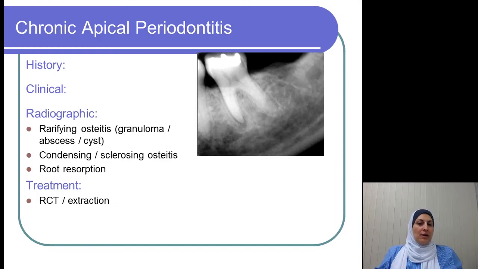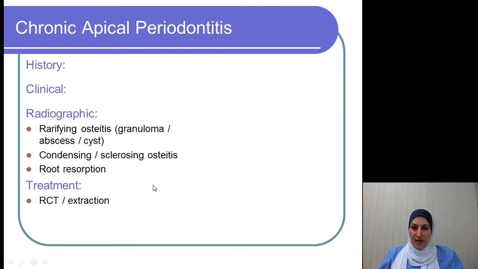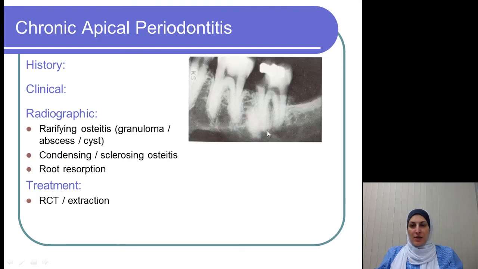The chronic apical periodontitis can also be presented as a condensing or sclerosing osteitis. I think we have an example here. So this is an example of a carious tooth. There is recurrent caries under the filling. And I can see here some sort of rarefying osteitis, but there is a sclerosing osteitis as well. So this is one of the presentations of chronic apical periodontitis. You might see a root resorption. I believe this root is resorbed in this area.